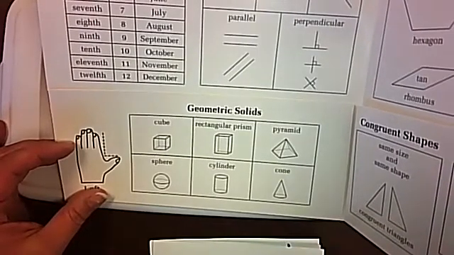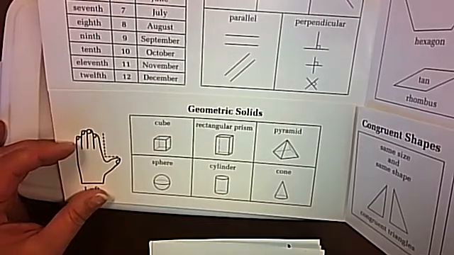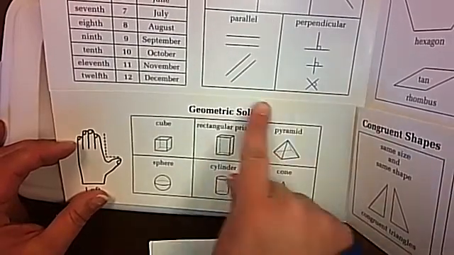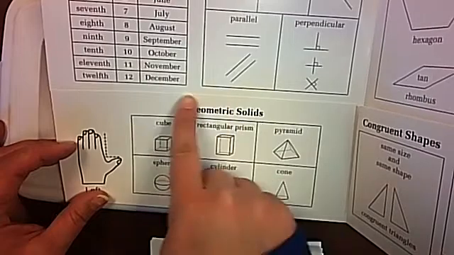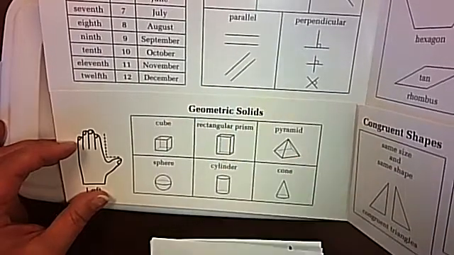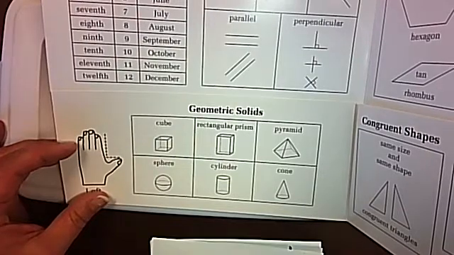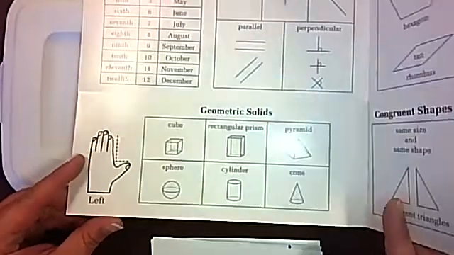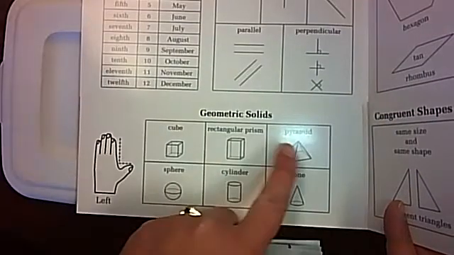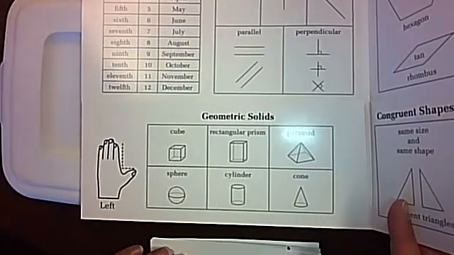Good morning, second graders. This is your math lesson for Tuesday. Today we're going to talk about geometric solids. Okay, geometric solids. You've probably all seen these before. They were on your nameplate on your desk at school, and they were also in your math folder, which you have at home right now. So we're going to talk about these 6 different geometric solids today.